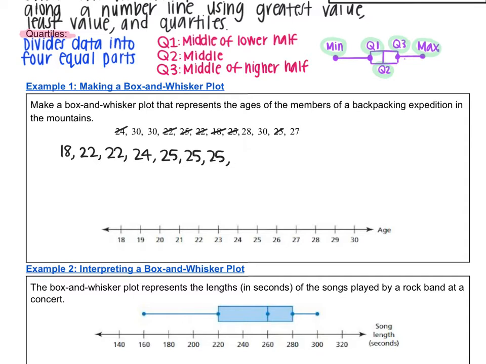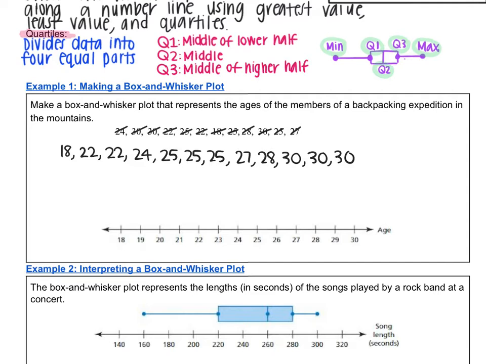After that, I see a 27 and then a 28. And then the last 3 would be 30, so I'll write 33 times. So now I have my data in order. That's an important first step if you're going to make a box and whisker plot. You have to have the data in order.